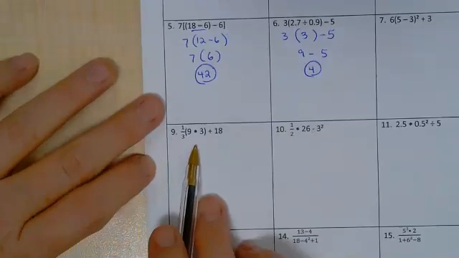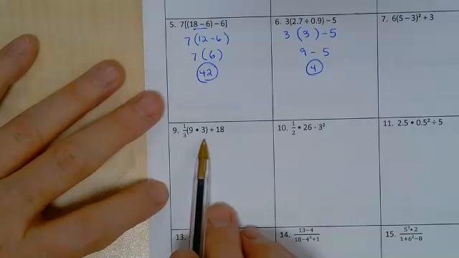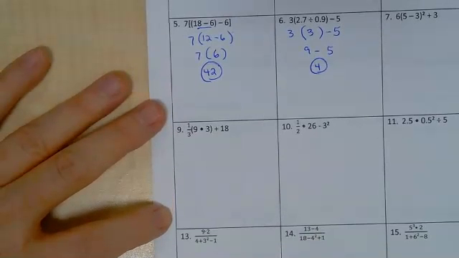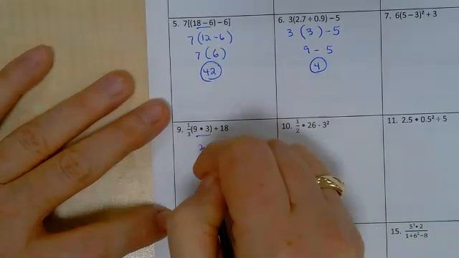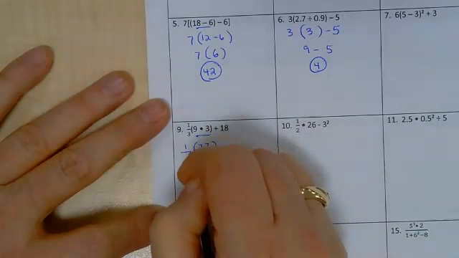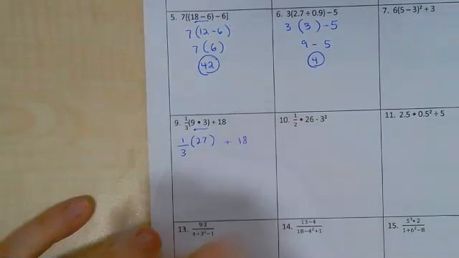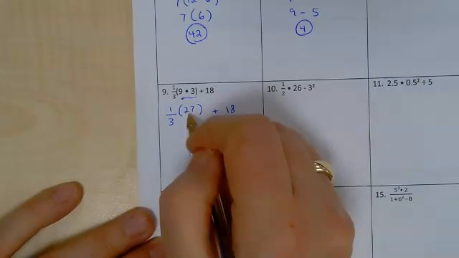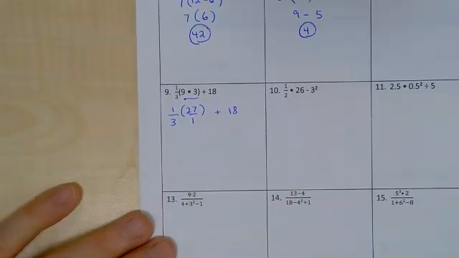Let's do this one next. 1/3 times 9 times 3 plus 18. Where do I start? In the parentheses. So I got 27 times 1/3 plus 18. Now I can make 27 look like a fraction, right? Cross reduce. 3 and 27.